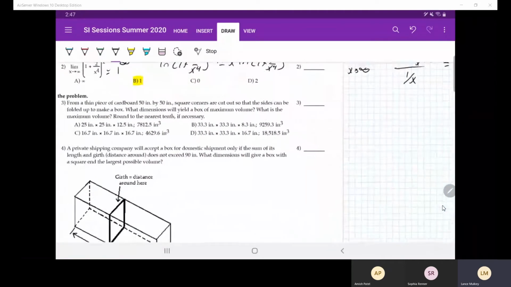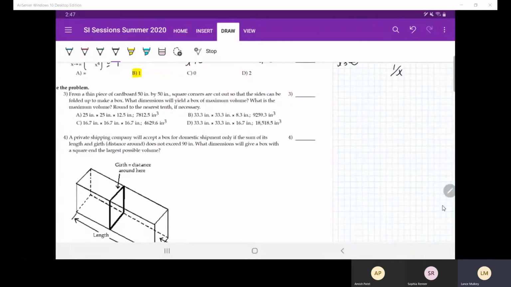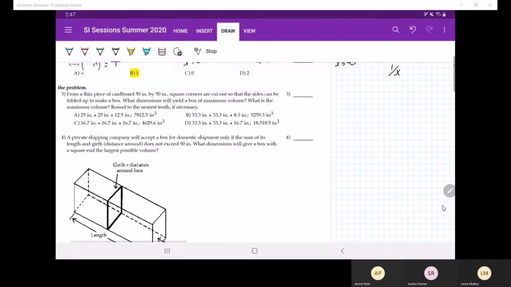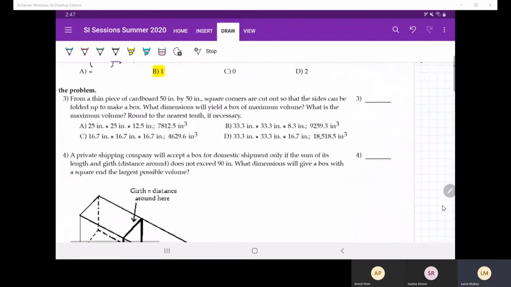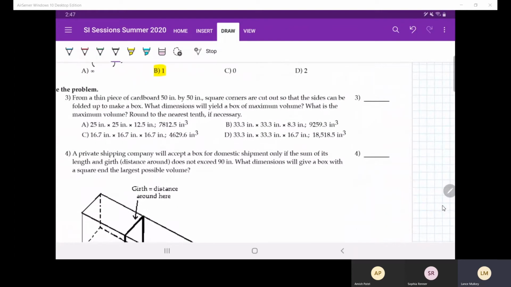So when you're working these word problems, always draw a picture, always. From a thin piece of cardboard, 50-inch by 50-inch, square corners are cut out so that the sides can be folded up to make a box. What dimensions will yield a box of maximum volume? What is the maximum volume, rounded to the nearest tenth?